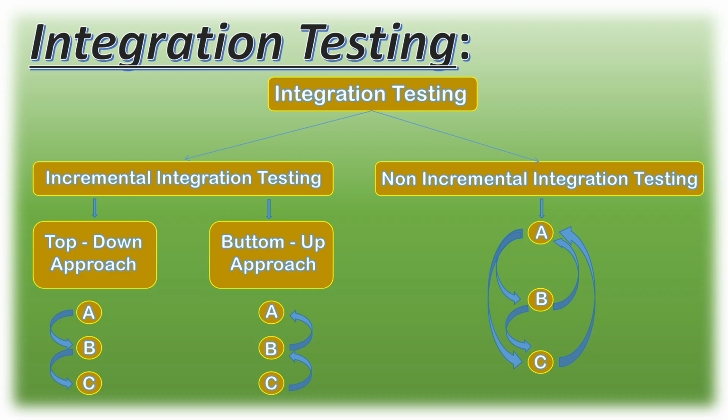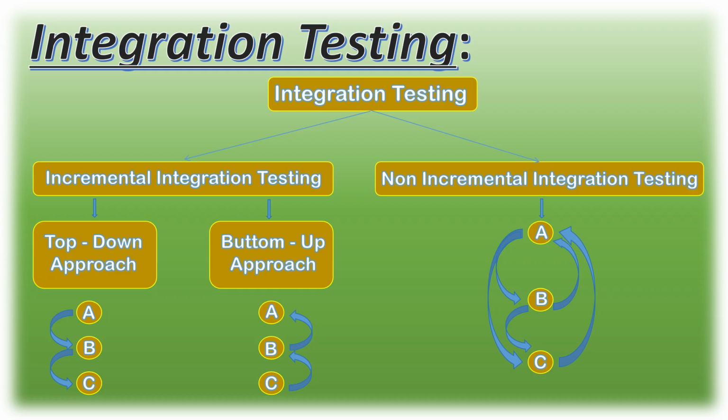So again, incremental integration testing is of two types: top-down approach and bottom-up approach. We'll see the top-down approach first. In this case, we incrementally add the modules from top to bottom and check the data flow in the same order. During the bottom-up approach, we add the modules incrementally from bottom to top and check the data flow in the same order.